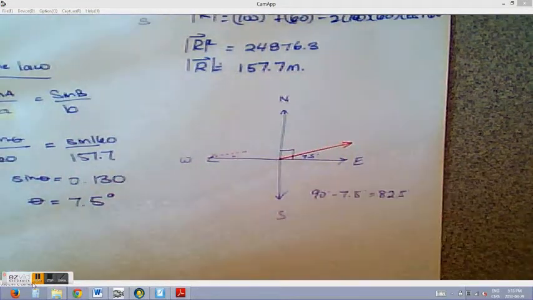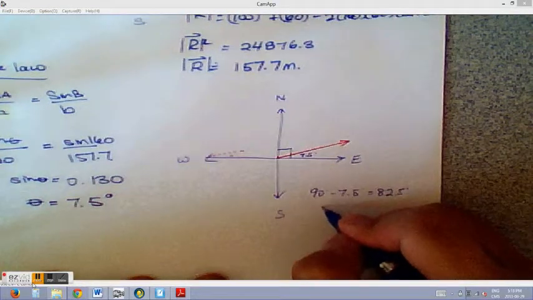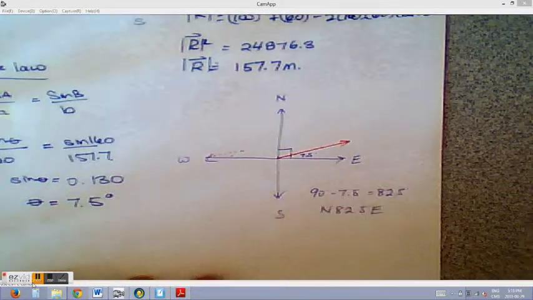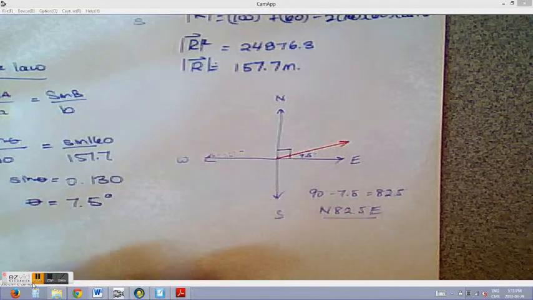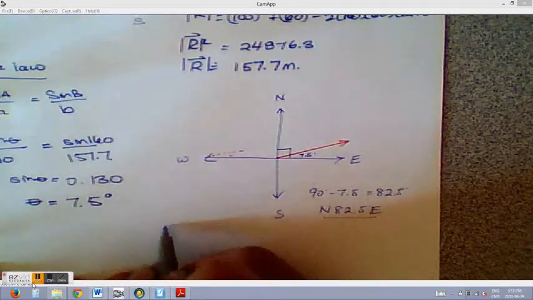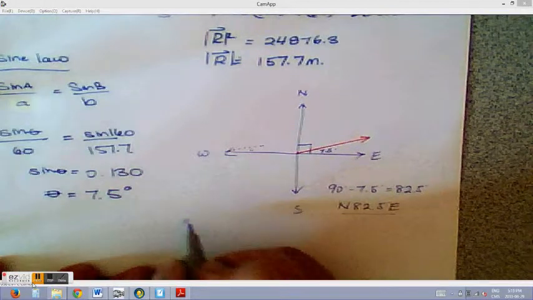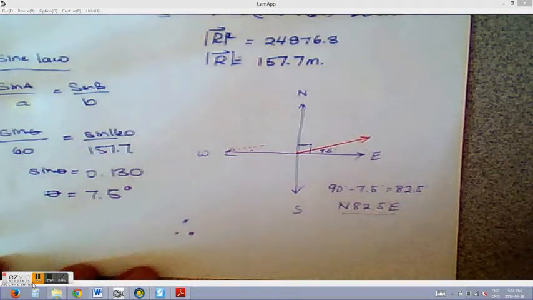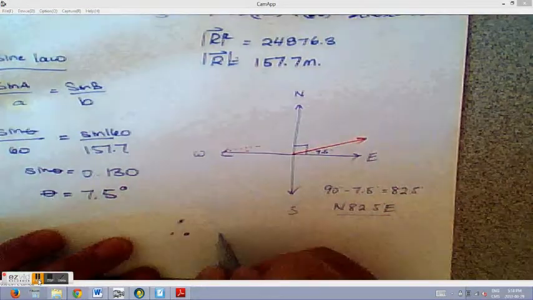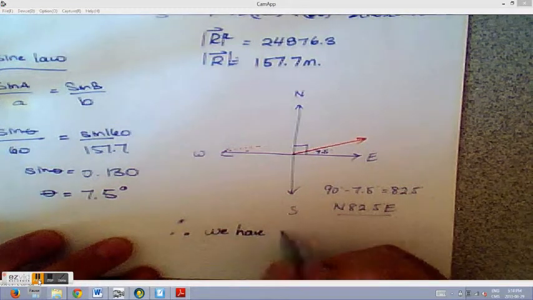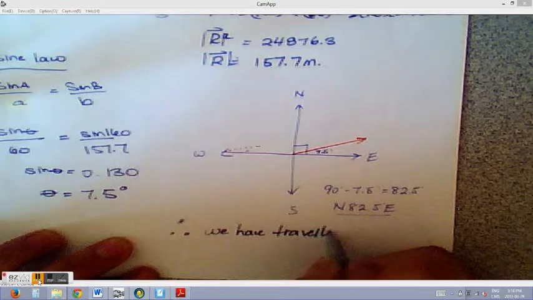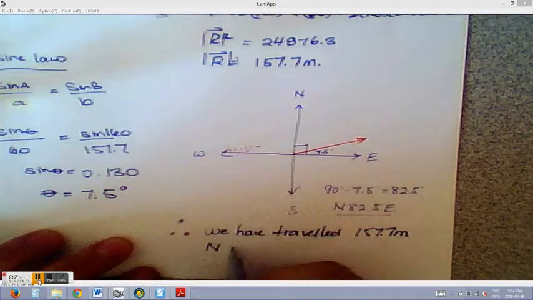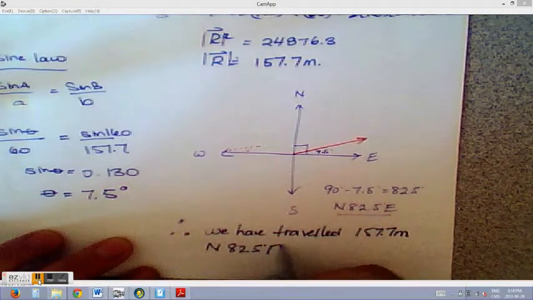So we're going to say that it is north 82.5 degrees east for quadrant bearing. So therefore, our final answer, and my pen has just run out, therefore, we have traveled 157.7 meters, 82.5 degrees east of north. And that would be a final answer.